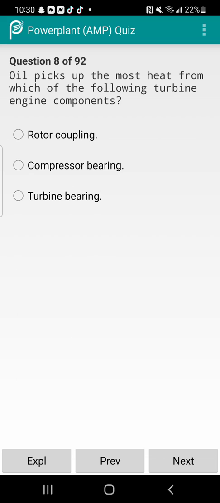Oil picks up most of the heat from which of the following turbine engine components? Turbine bearing.